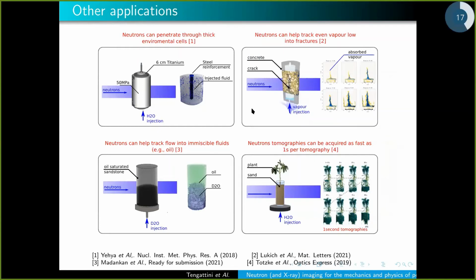I'm not going to bore you with all the other examples, but just to mention once again that thanks to the neutrons, we can go through rather thick environmental cells. We can inject, you can even see vapor injected into concrete, for example, or study, of course, the behavior of oil, which is also very rich in hydrogen as water is.